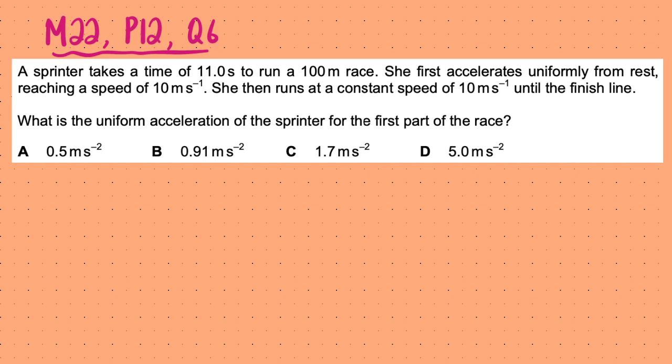So there, as you can see, there are really two stages to this journey. She takes a total time of 11 seconds to cover a total distance of 100 meters. First, she accelerates uniformly from an initial speed of 0 to 10, and then she runs at a constant speed of 10 until the finish line. So the finish line would basically be when the total distance covered is 100 meters, and the time corresponding to that distance would be 11 seconds.